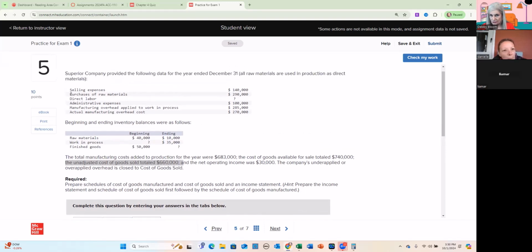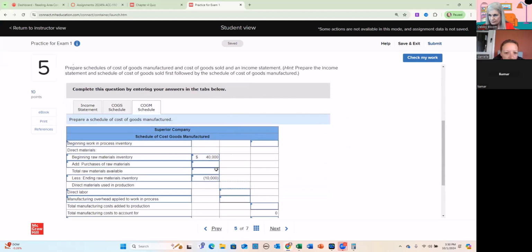Now notice I'm also given purchases of raw materials, right? 290,000. So 290,000 purchases of raw materials. So total raw materials available should be 330,000. So if I take 330,000 and subtract 10,000, direct materials used in production should be 320,000. Did I go too fast through that?